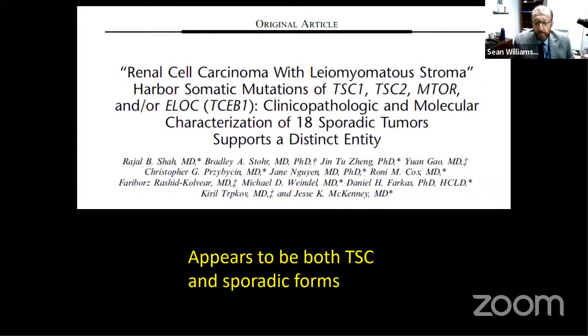So recently, Dr. Sean and colleagues published a nice series of these renal cell carcinomas with leiomyomatosis stroma and found that they frequently do have somatic mutations of tuberous sclerosis 1, tuberous sclerosis 2, and the mTOR genes. So the way that I am now thinking about this entity is that probably it has both inherited and sporadic forms. So much like clear cell renal cell carcinoma can occur in the setting of von Hippel-Lindau disease with germline mutation of the VHL gene, as well as sporadically in the absence of a germline mutation, these tumors probably occur both in the setting of tuberous sclerosis, where you already have a mutation of one of the TSC genes, and also sporadically, where you perhaps have 2 hits to the tuberous sclerosis and or mTOR genes that create one of these tumors.